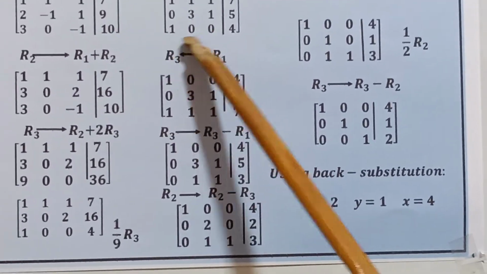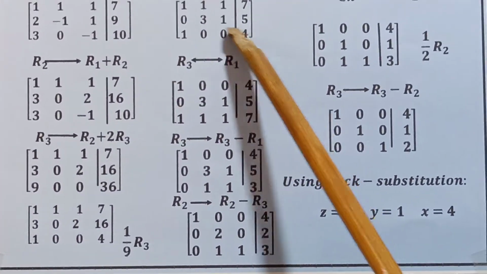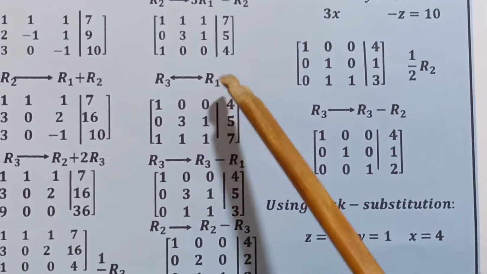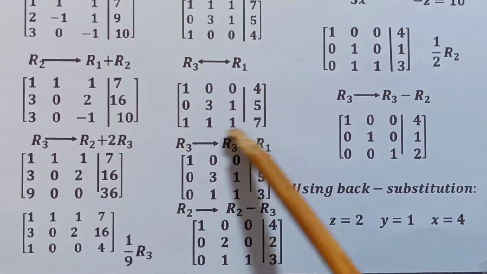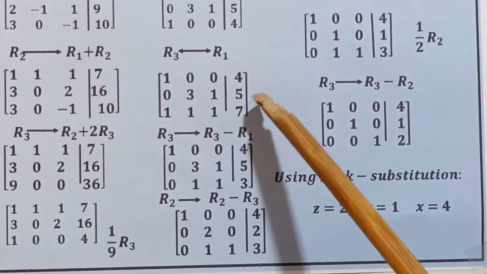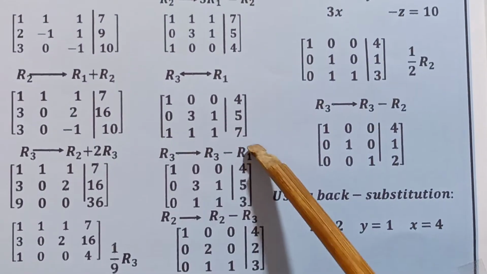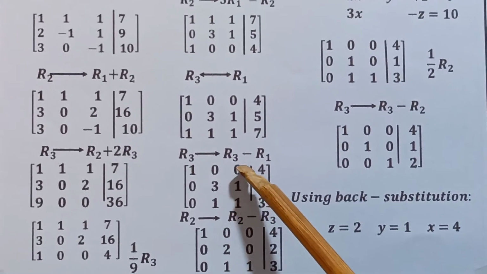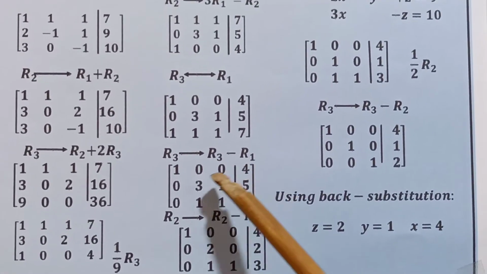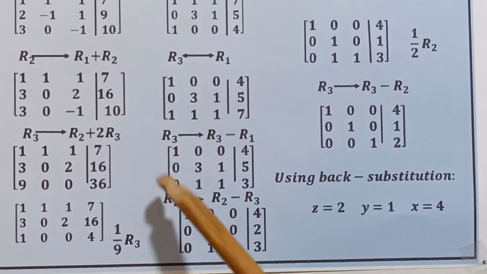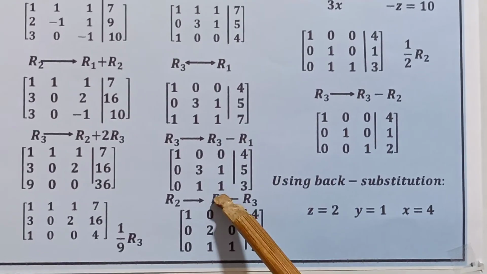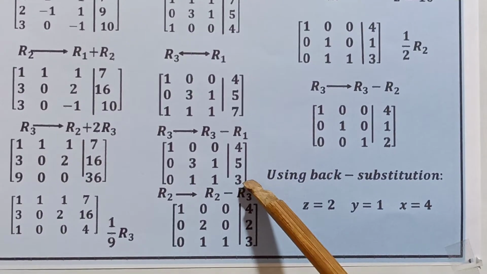Since we have here the answer for x in row 3, we just interchange the positions of row 3 and row 1. So we're going to get this one here, with 1, 1, 1 occupying row 3. Next, we're going to subtract row 3 from row 1. So 1 minus 1 is 0. 1 minus 0 is 1. 1 minus 0 is 1. 7 minus 4 is 3.